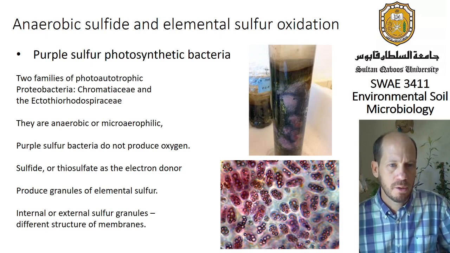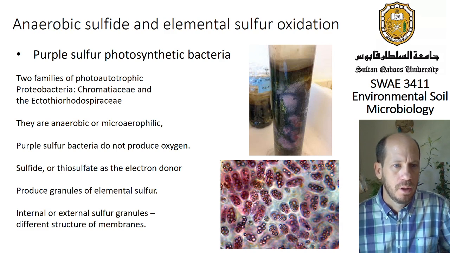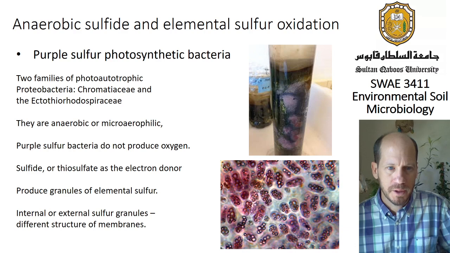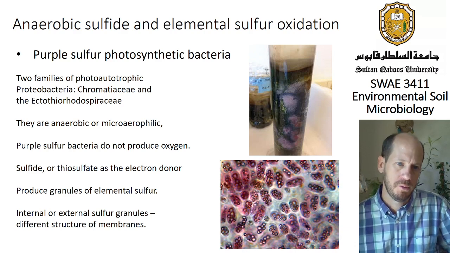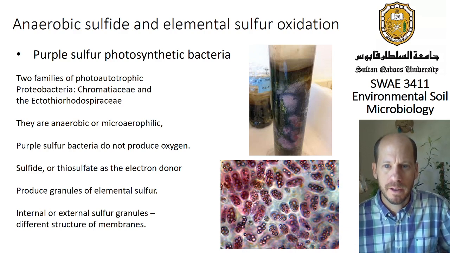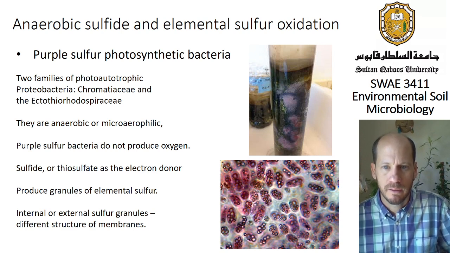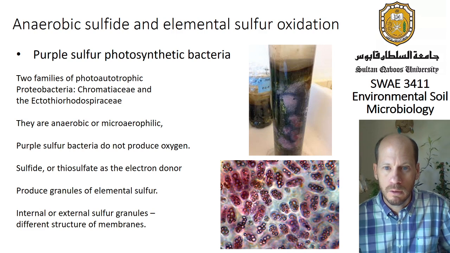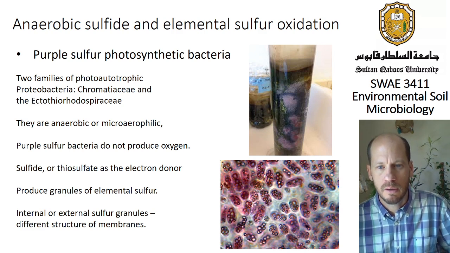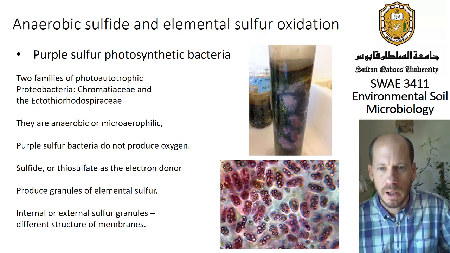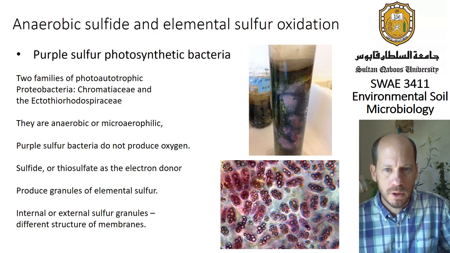So these are proteobacteria, and we have two families, Chromatiaceae and Ectothiorhodospiraceae. Some of these microbes are not fully anaerobes, but microaerophilic microbes. The purple sulfur bacteria are very important in biotechnologies because they have a big environmental role in aqueous systems, and they are being used for bioremediation and waste treatment quite a lot.